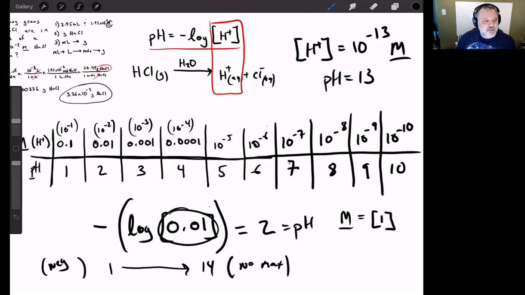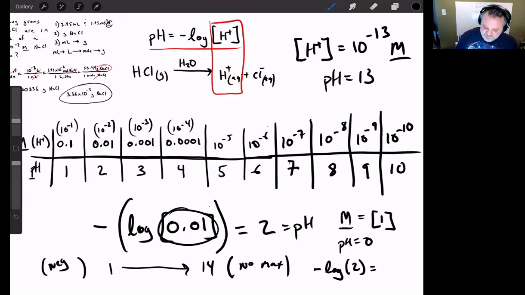Maddie, that's right. The negative log of 0.01 equals 2, not negative 2. No, ma'am. It equals 2. So if the molarity is 1, then the pH equals 0. And so what if I have the negative log of a molarity that's equal to 2? What happens then? Well, the log of the number 2 is a positive number.